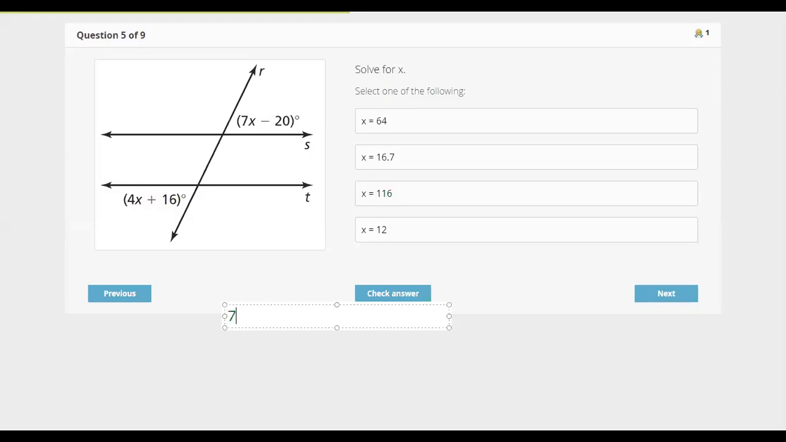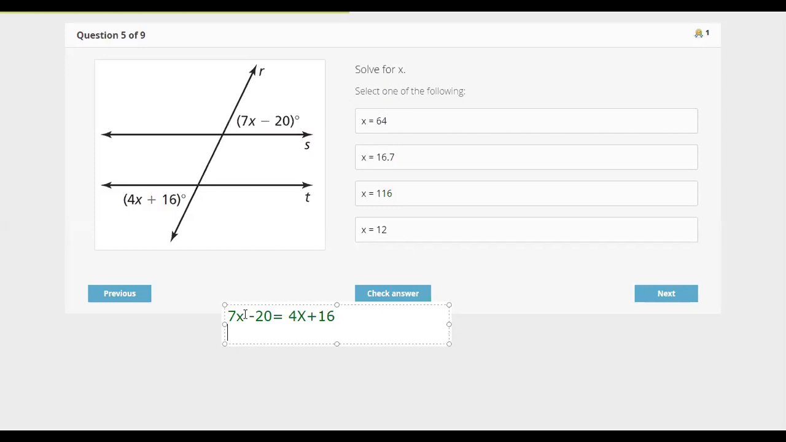Which means now it will be 7x minus 20 equal 4x plus 16. Our internet got closed for a second. We'll reconnect again. Nano, yes, I accepted you here. Then 7x minus 20 equal 4x plus 16.